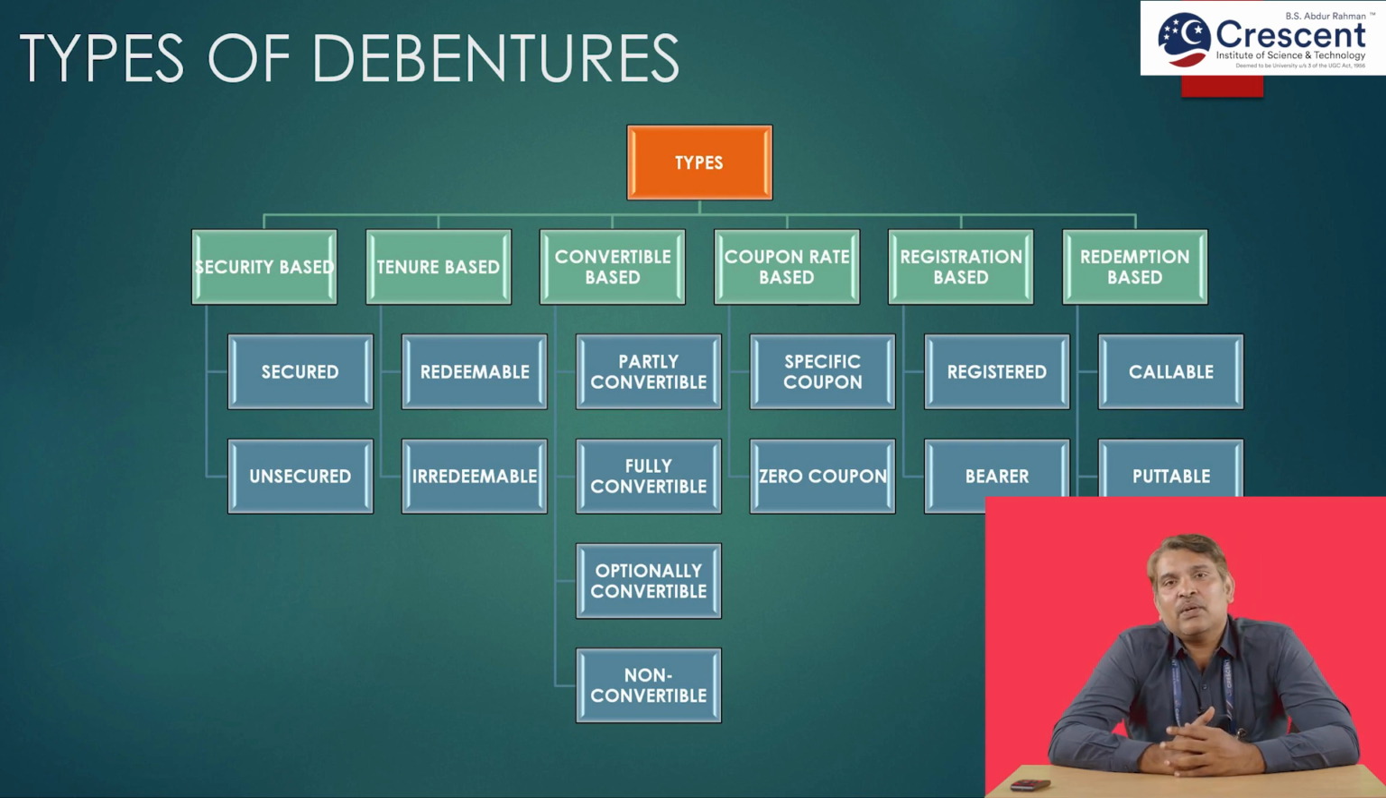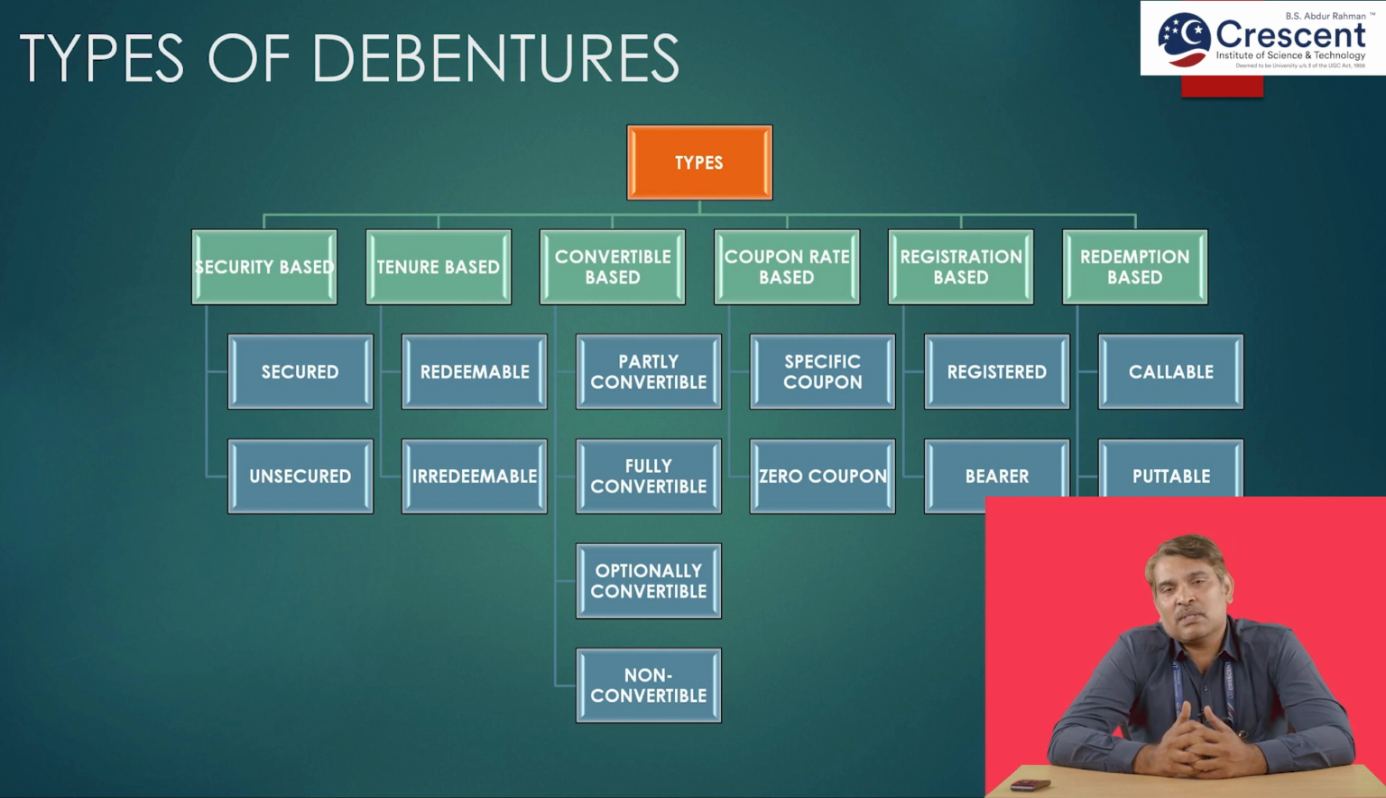Here, a security based debenture means the company would say that this is the kind of assets they have, and based on the assets backup, this is going to be released. So, it can be a secured or an unsecured kind of debt. When it is secured, obviously you are going to get possibly less interest. When it is unsecured, the interest rate is going to be comparatively higher because there is more default risk associated with unsecured debt. Then based on the tenure, it can be redeemable or irredeemable.